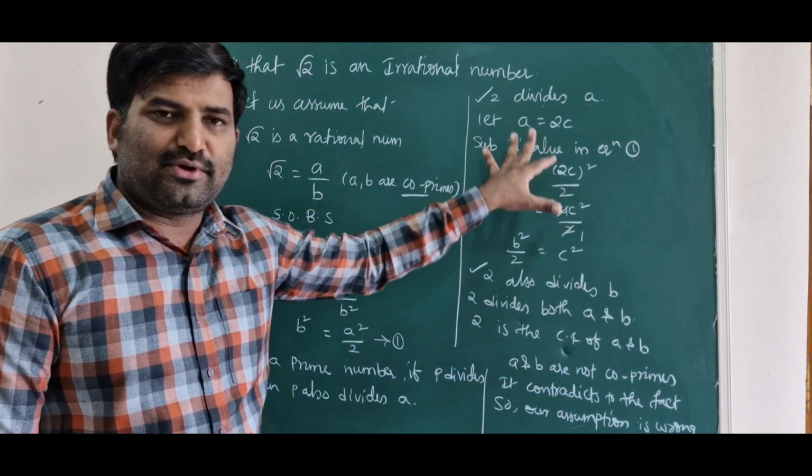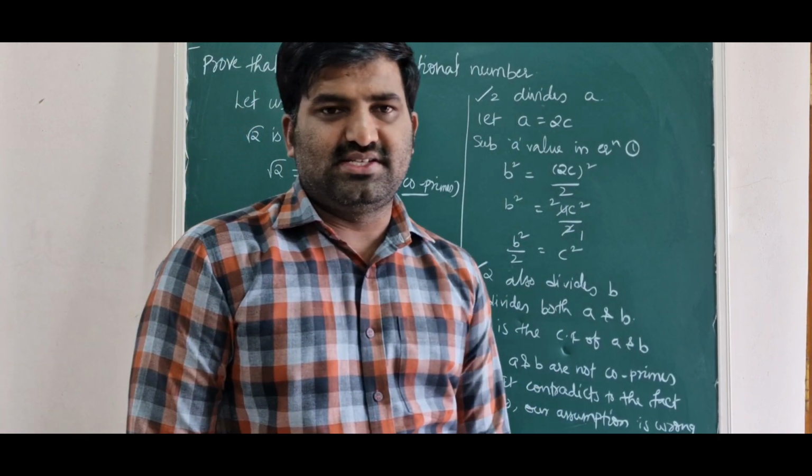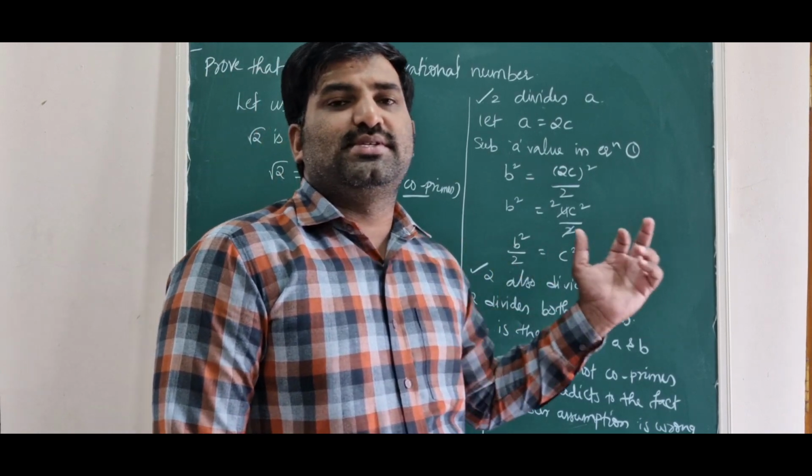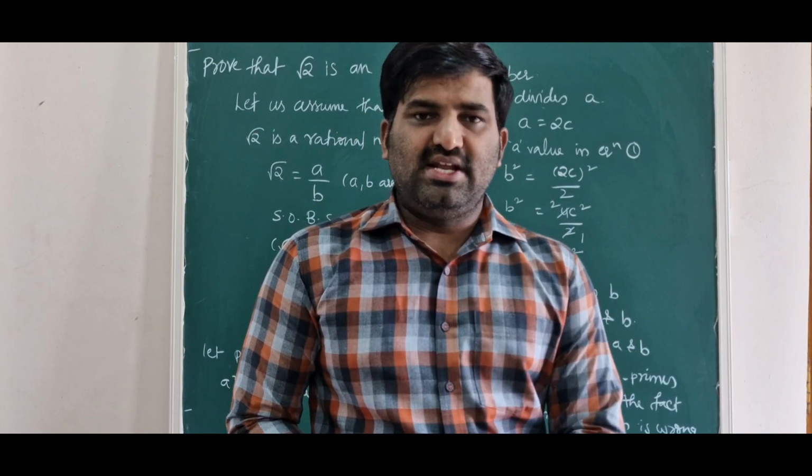At last, the complete procedure is the same. Only the number will change. The procedure will be as it is. So follow this method and procedure to prove that the given number is an irrational number.